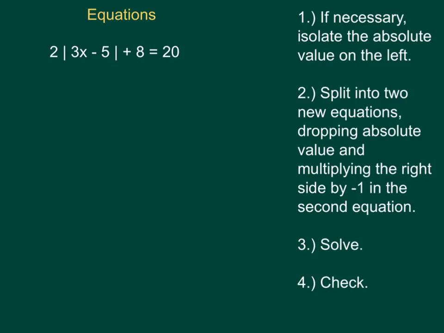All right, here we have an equation. 2 times the absolute value of 3x minus 5, plus 8, equals 20. In order to solve this, we're going to follow these 4 steps on the right. Number 1, if necessary, isolate the absolute value on the left. By isolate the absolute value, what I mean is we want to get this absolute value expression by itself on the left side of the equation. In order to do that, I'm going to move the 8 and the 2 to the other side.